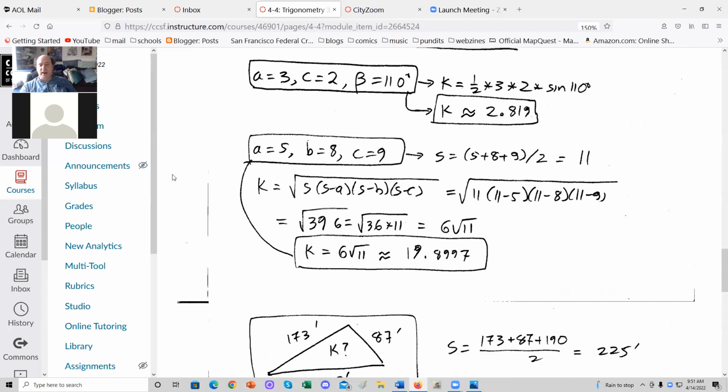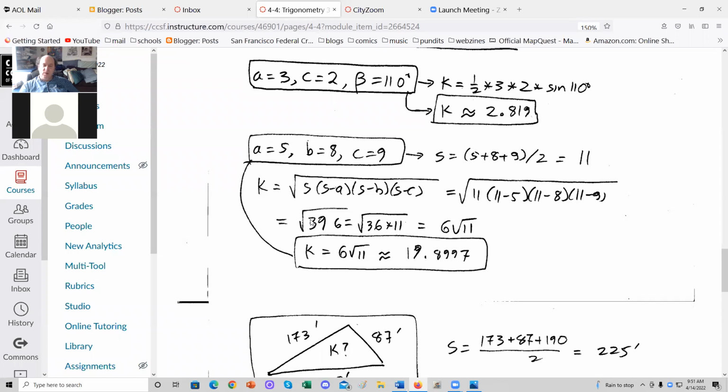Now, a side-side-side problem. A is 5, B is 8, C is 9. And so we first calculate the semi-perimeter. Half of 5 plus 8 plus 9, that's 11. So K equals the root of S times S minus A times S minus B times S minus C. So it's the root of S, which is 11, times S minus A, 11 minus 5, times S minus B, 11 minus 8, times S minus C, 11 minus 9.